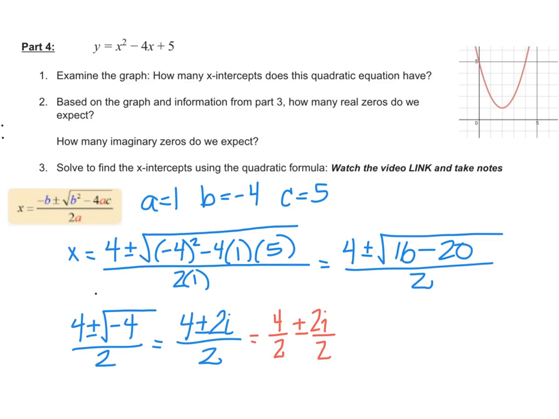And then actually notice we have this, by splitting it up, in that a plus bi form. So one more step here. 4 divided by 2 is 2 plus or minus i. And that's going to be our final answer. So there's 2 imaginary roots, 2 plus i and 2 minus i. They're imaginary roots, and they're written as complex numbers, that a plus bi form.